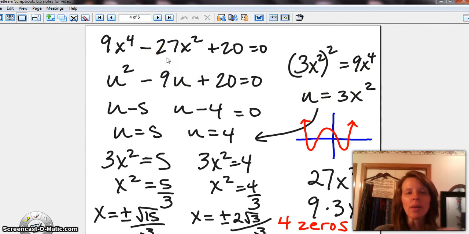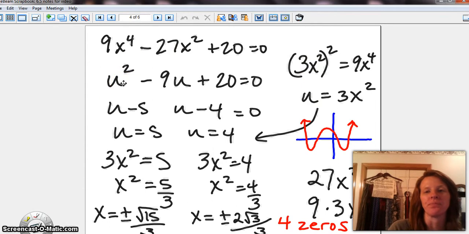So remember, 3 times 9 was 27. So what times this is going to give me that 27? Aha, 9 is separate from this that's equal to u, so I have 9u. All of this is replaced because I'm squaring this right here to get that 9x to the fourth. So all of this is u squared.